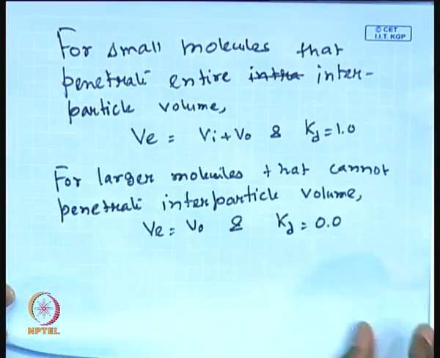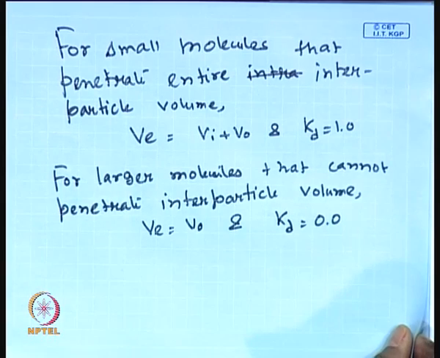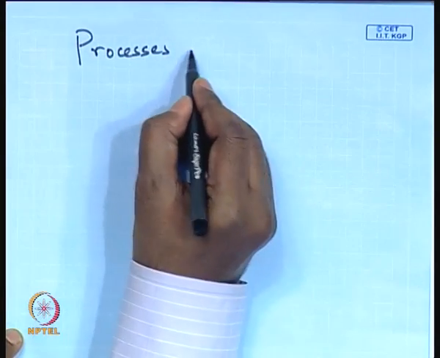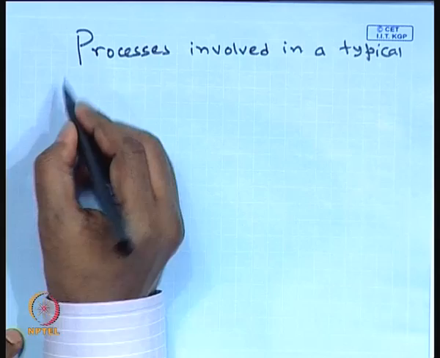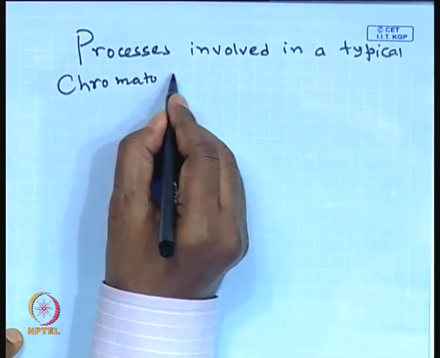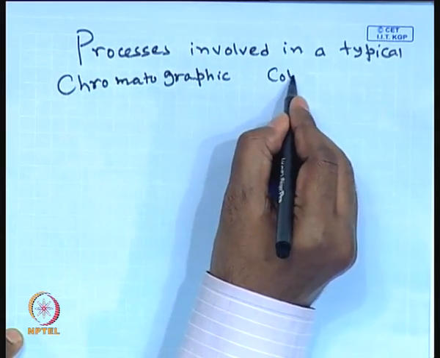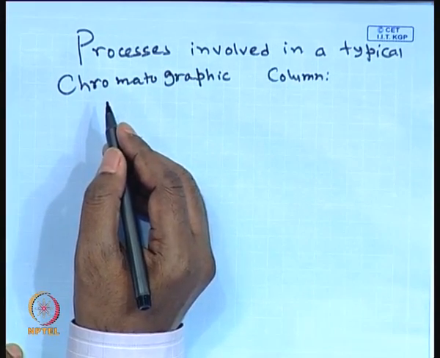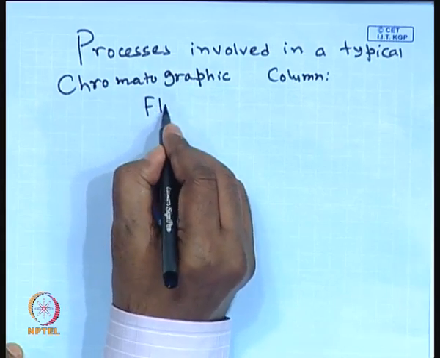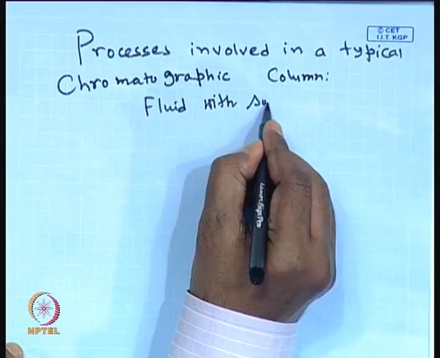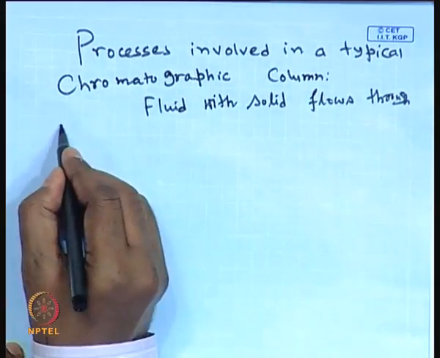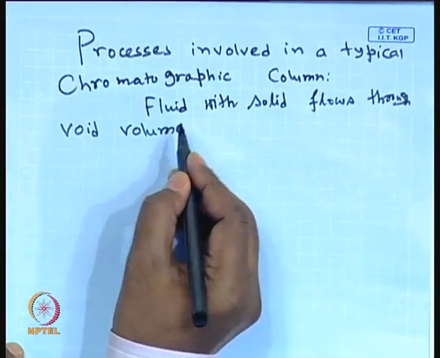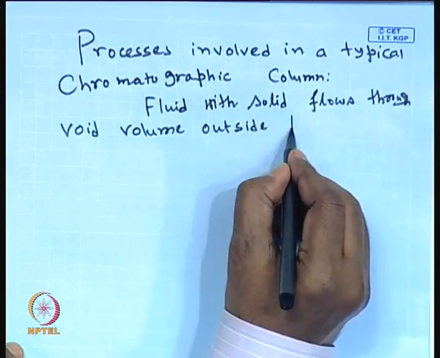Okay. Now, once we have these basic definitions, let us look into the processes involved in a typical chromatographic column. Fluid containing the solute flows through the void volume outside the particle, right?